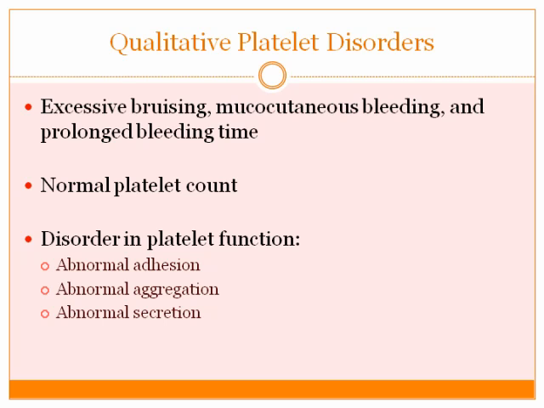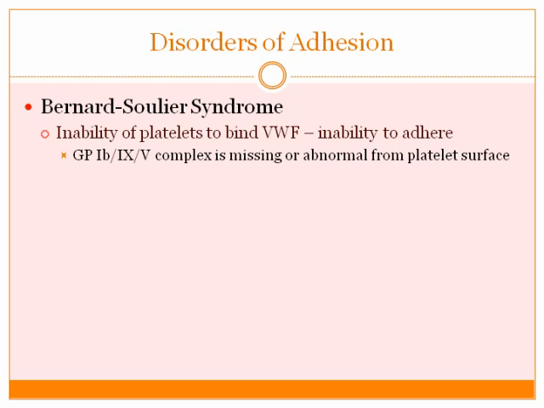So qualitative platelet disorders, excessive bruising, mucocutaneous bleeding, and prolonged bleeding time. So with this, there's something wrong in the way that the platelet functions. We have a normal platelet count, but the platelet function isn't occurring correctly. So we can have either abnormal adhesion, abnormal aggregation, or abnormal secretion of the granule contents. One of these will be a qualitative platelet disorder. So first we're going to start with the disorders of adhesion.